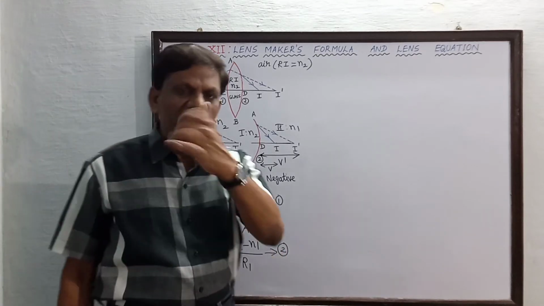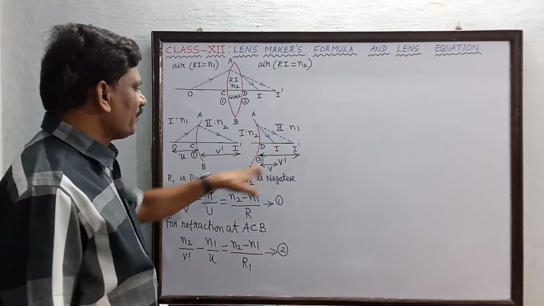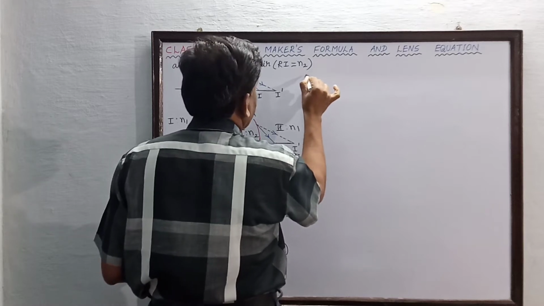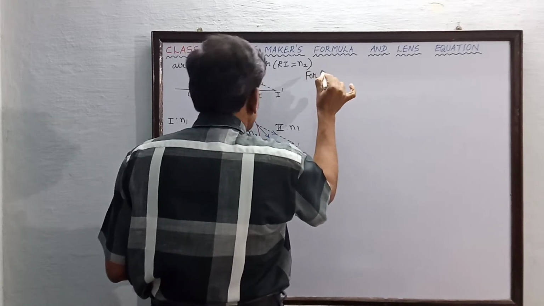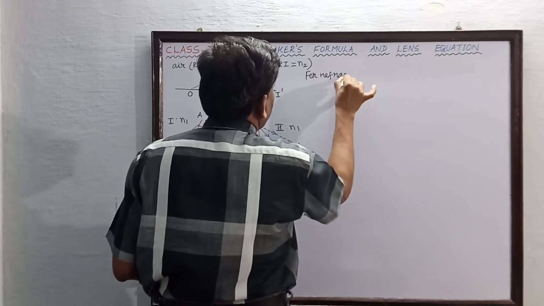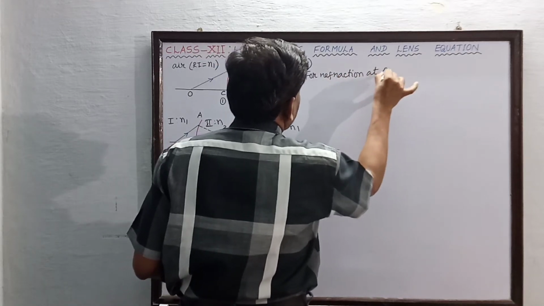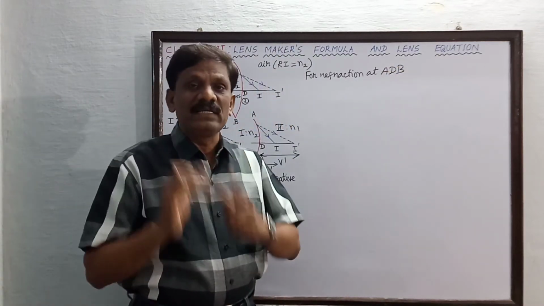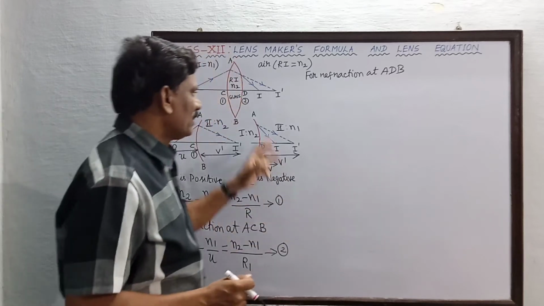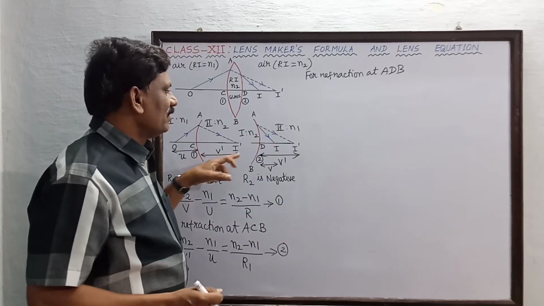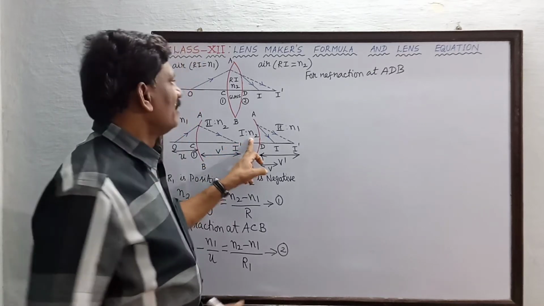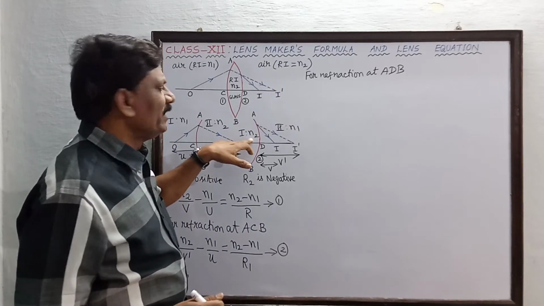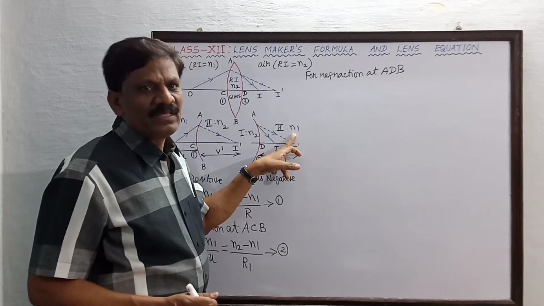A similar equation I am going to write for refraction at which surface? The second surface ADB. Okay, shall we write? So for refraction at ADB, the second curved surface ADB. Now carefully you have to understand and write with me together. For the second surface, the first medium is glass, second medium is air. Therefore, see here, first medium is n2 and second medium is n1.